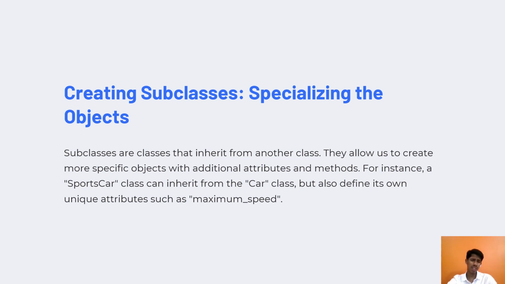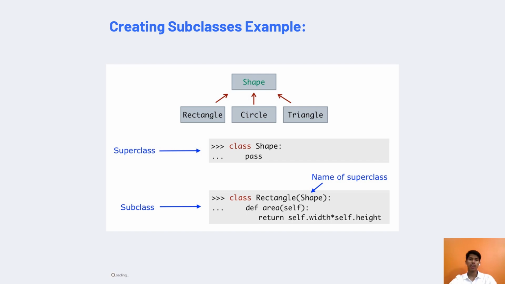We know the sports car has a maximum speed compared to others. So in subclasses we define with different attributes. That's it. So creating subclasses, here is an example.